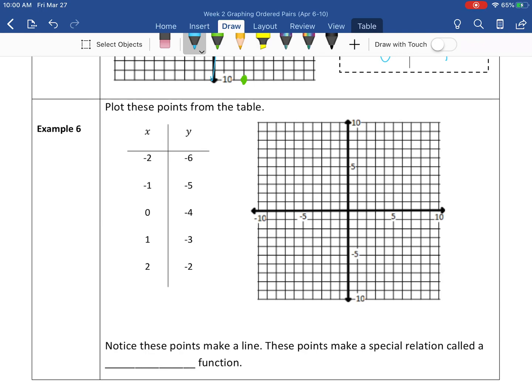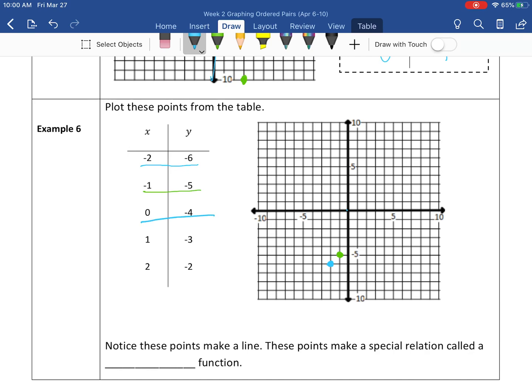We just want to plot the points from the table. So we have the point -2, -6. So I'm going to start at my origin. I'm going to go to the left 2 and then down 6. Then we have the point -1, -5. So I'm going to go to the left 1 and down 5.